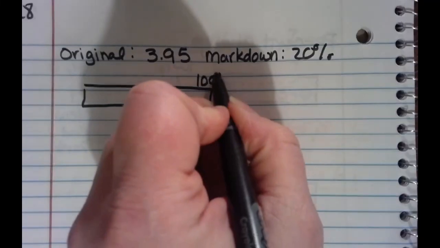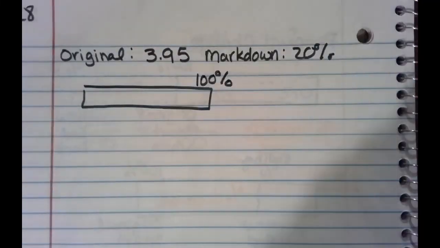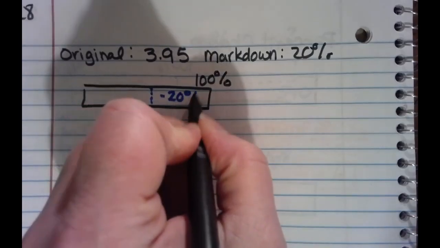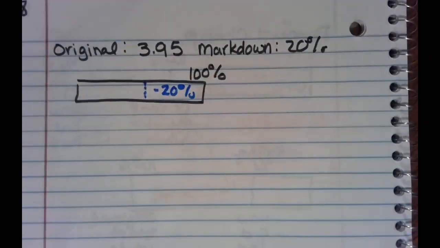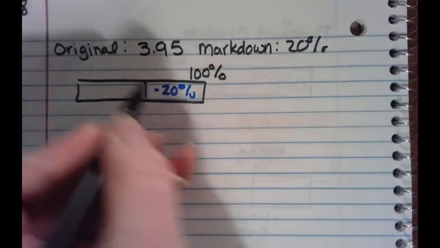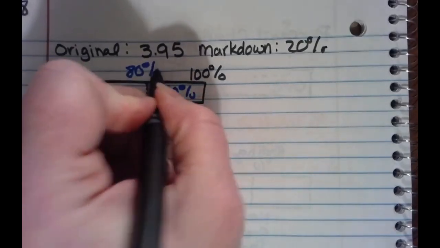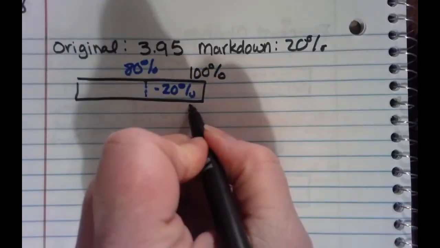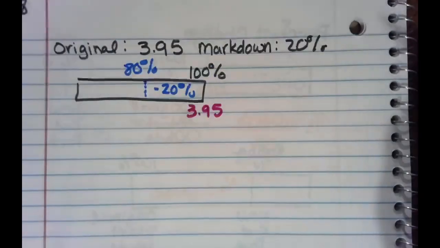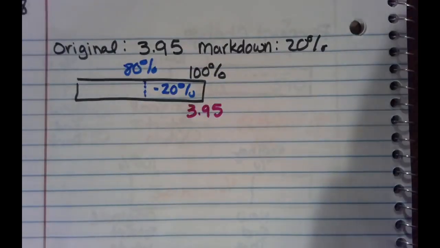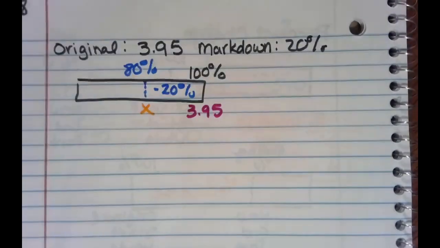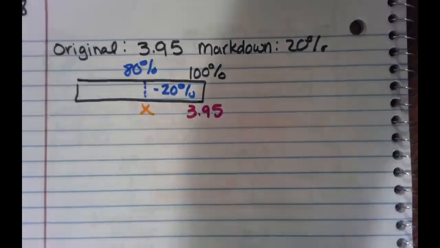We always start with 100. And then this is a markdown, so I always start by drawing my tape diagram as a markup or markdown. And I find my new percent if I can, right? So 100 minus 20% would give me 80%. Then I ask myself, where did I start? Well, I started here with 3.95, and I always start at 100. Every time I start at 100, so I put that at 100. And then I do not know my ending, right? So that's my unknown.